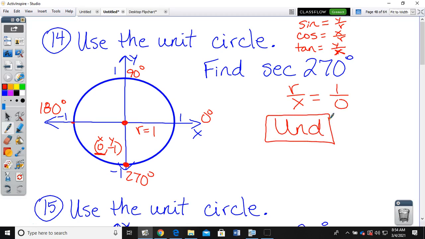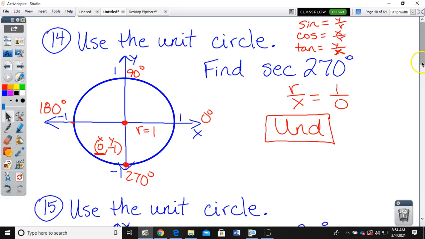Can you say that again? I flipped cosine, so I get r over x. Since it's the unit circle, r is 1. My point is 0, -1. The first part of the point is your x. So it's 1 over 0, and you can't divide by 0, so it's undefined. Everybody good on 14?